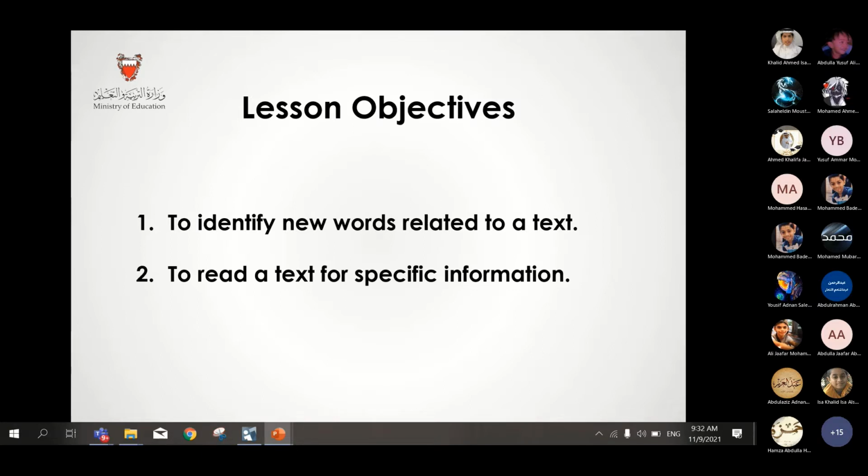What about objective number two, Khalid? To read a text for specific information. Yeah, for exact information, for specific information. And the information about what? About fossils. Bravo, Khalid, good reading.